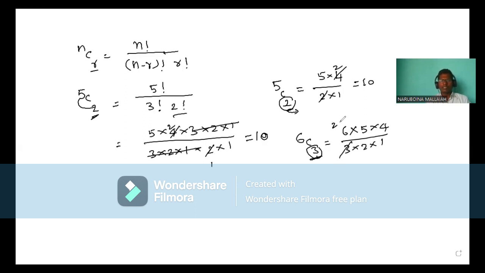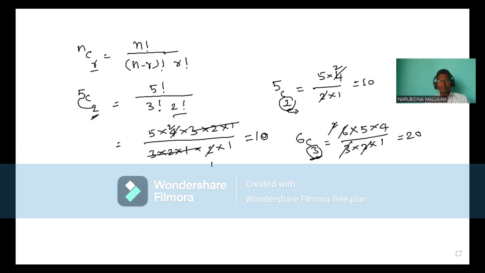3 1s are 3, 3 2s are 6. Here this 2 gets cancelled. 5 4s are 20. So in this way, we have to calculate NCR values. If you know these things, you can solve any question, 7 marks question, 2 marks question, any question, right? Okay.